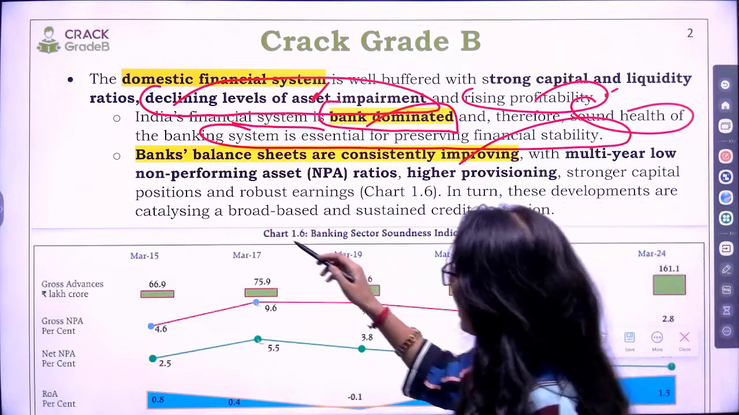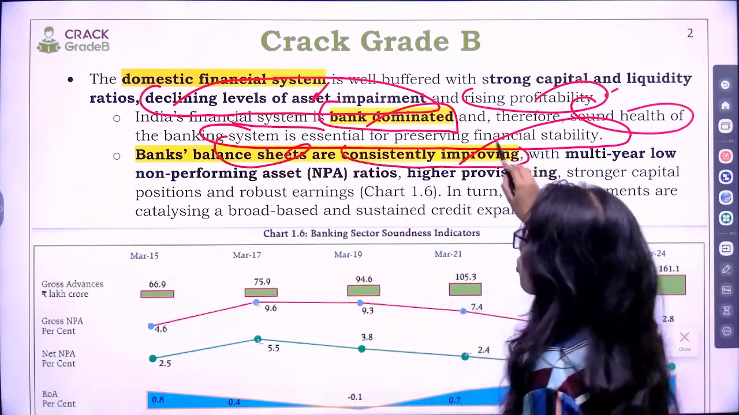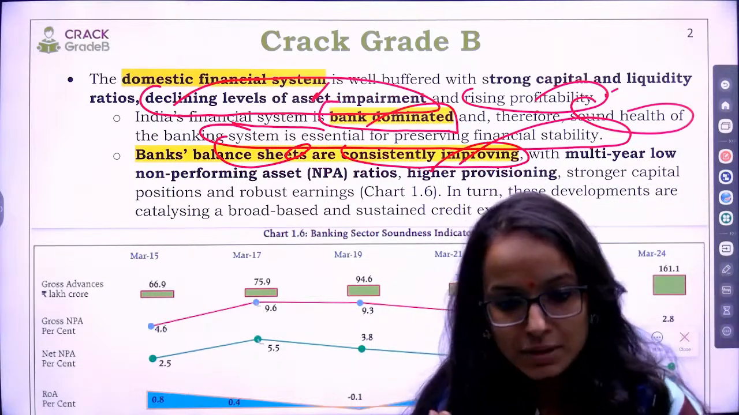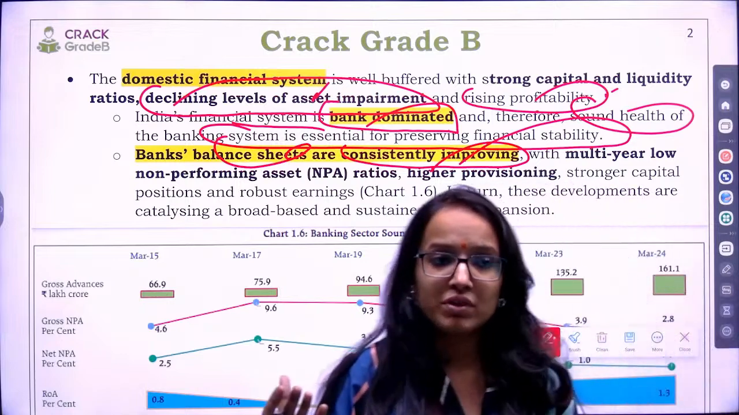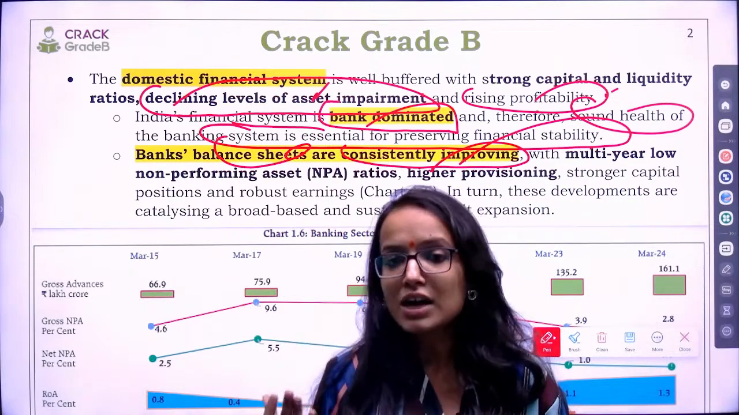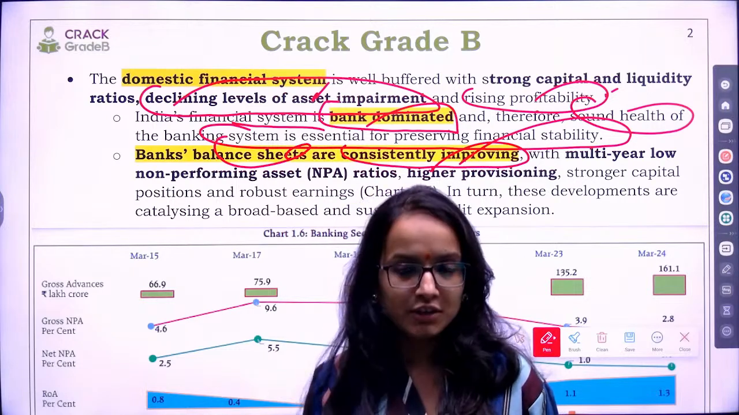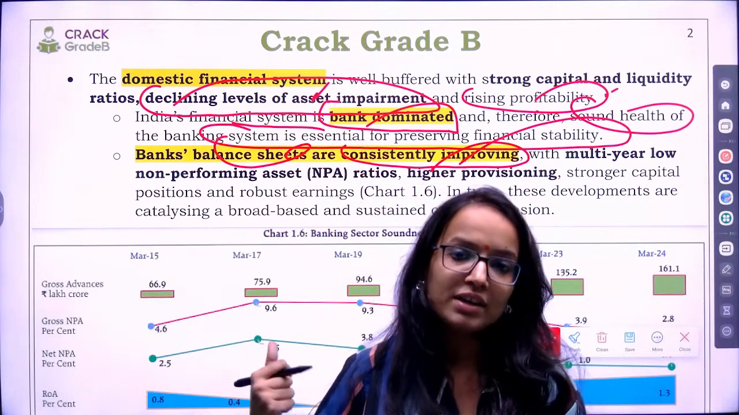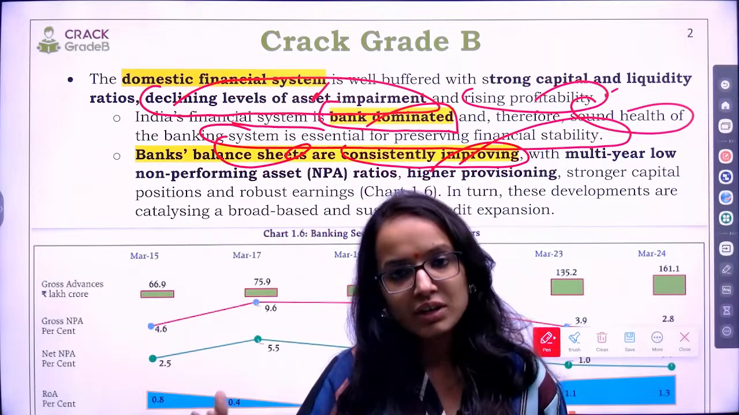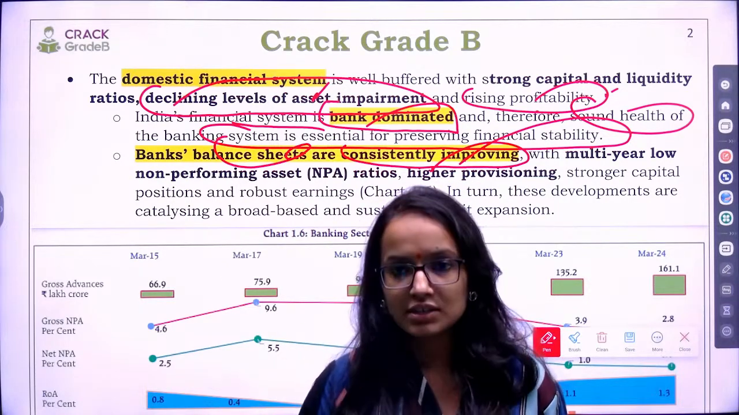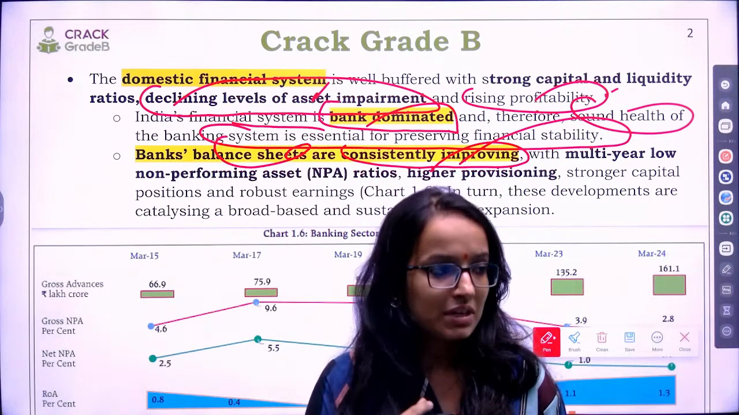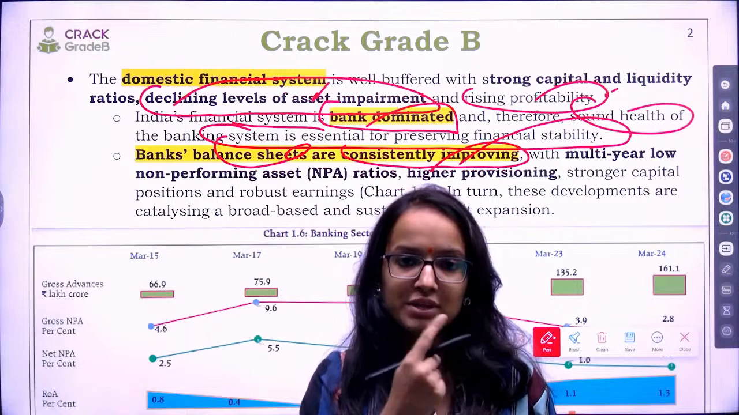Okay. Next, banks' balance sheets are consistently improving. What does that mean? In the balance sheet of the banks, the NPAs which were there at the highest since last decade are now reducing. NPA is reducing, and the assets which banks are holding are performing well on their profitability indicators like return on assets, return on equity, all these things. So we are performing well on these profitability indicators, right? We have discussed these profitability indicators in the RBI annual report as well.